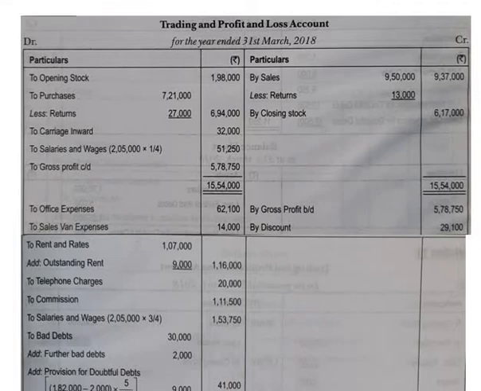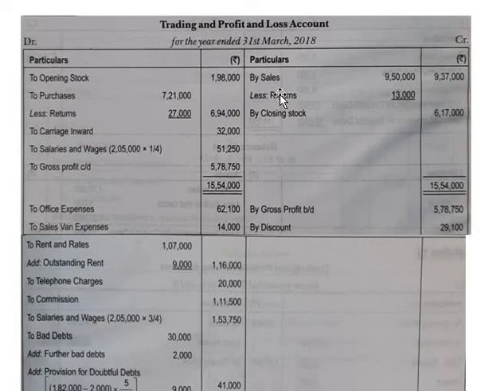So let us look at a solution. First of all, let us look at a trading account. Remember, it starts with the opening stock, which we'll get from the problem, 1,98,000. Then the next item is purchases, where we have to less the return. It will be 6,94,000. Then the carriage inward, 32,000. Then salaries and wages. According to the adjustment before, 1/4 will be shown on the trading account. That's why I'll find salaries and wages here. Out of the total salaries and wages of rupees 2,05,000, 1/4 has been shown in the trading account.